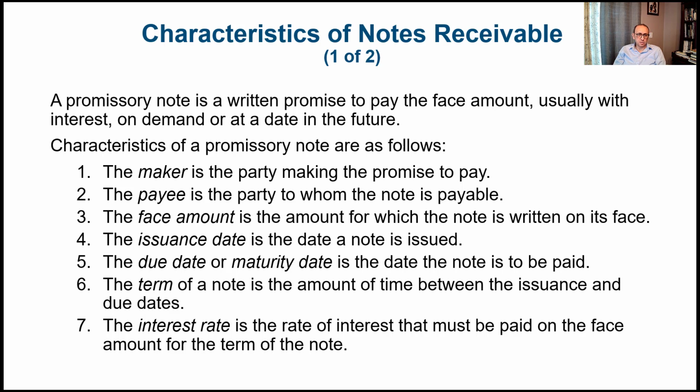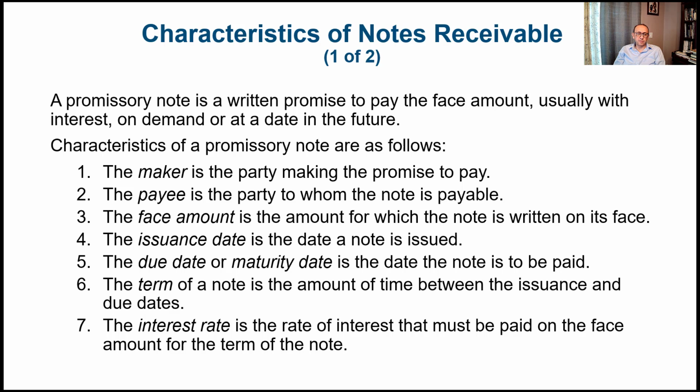The issuance date is the date the note is issued and signed. The due date or maturity date is the date the note is to be paid. And the term of the note is the length of the period between the issuance and the due date. The interest rate is the rate of interest that must be paid on the face amount over the term of the note. And one thing I want you to remember, the interest rate that's stated on the note is always, always, always an annual rate.